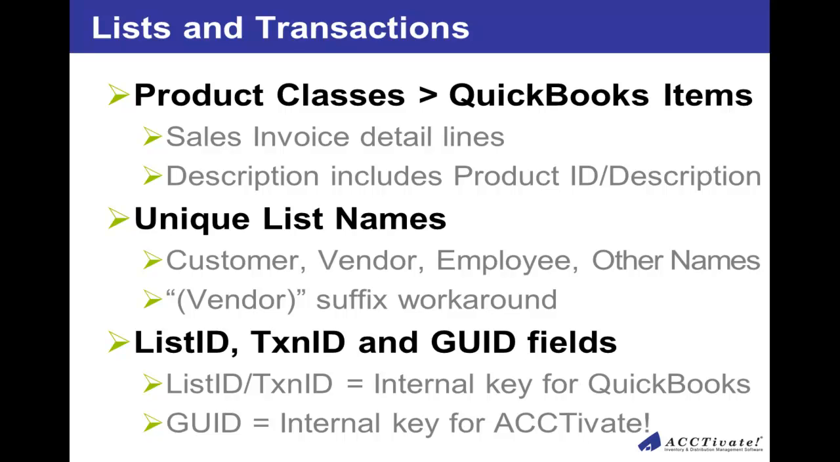QuickBooks uses the terms list ID and TXN ID, so you may see that in log files or even on screen sometimes in ACCTivate. That is an internal key for QuickBooks. You shouldn't need to worry about that too much, but just be aware that it allows you to rename customers, vendors, and change an invoice number. In ACCTivate, we'll have the direct link to that record because we actually link on the list ID or the TXN ID. So feel free to rename records. You shouldn't have any problem with that.